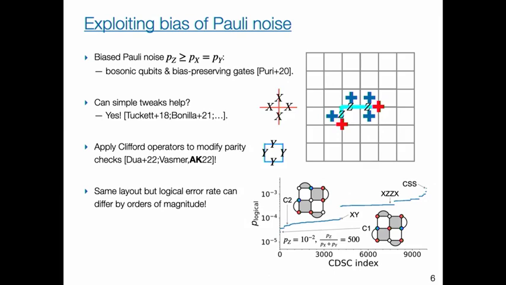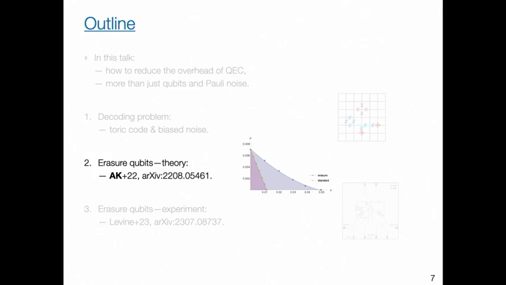And what I can do is check the logical error rate of those codes. This is in the context of code capacity. We can see that the best performing and the worst performing codes can differ by 2 orders of magnitude. So even with those very small, benign tweaks, we can get a lot of performance improvement. So an obvious question is, this is the Pauli noise bias, but can there be other noise bias? And this is how we arrived at this idea of erasure qubits.